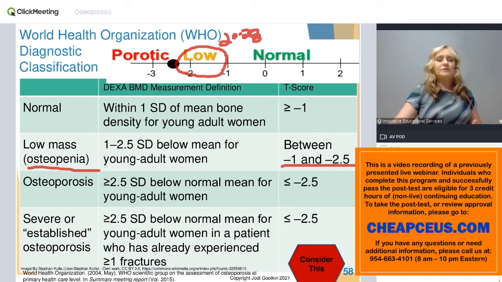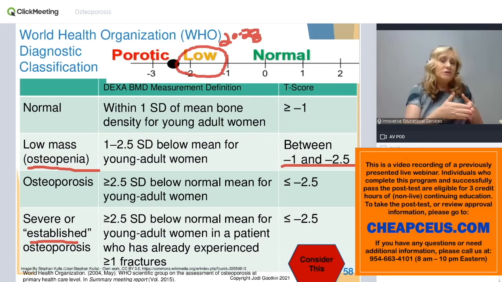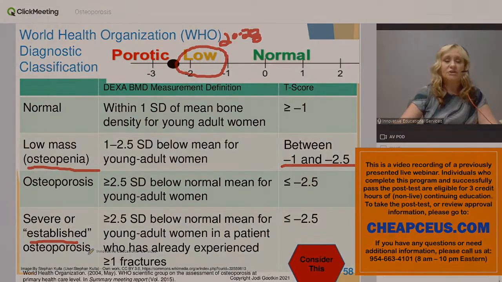Osteoporosis is going to be less than -2.5 T-score. And then established or severe osteoporosis is going to be that low T-score. So it's going to be -2.5 or more away from that 30-year-old. And they've already had at least one fracture.